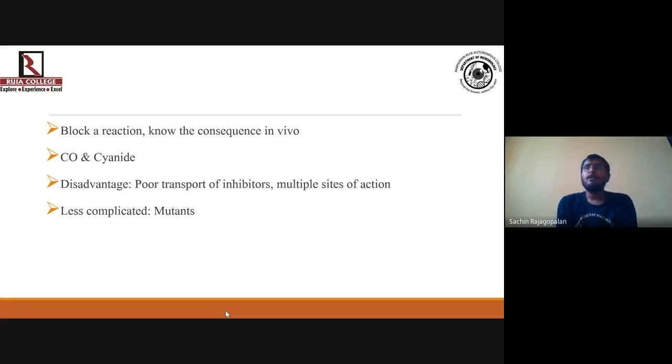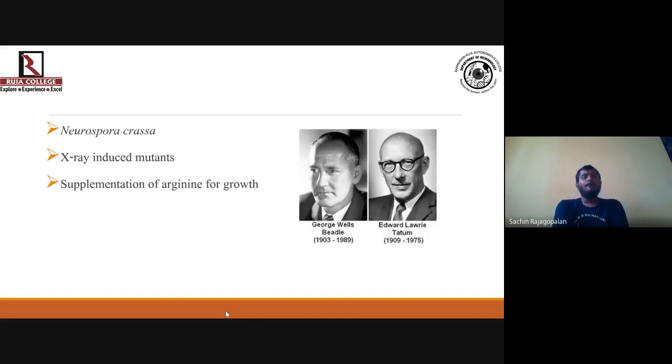Okay, mutants are comparatively less complicated, because you create the mutation in that specific enzyme, so you don't have the tension that the consequence is coming from somewhere else. So mutation becomes an easier way to handle as compared to making use of these inhibitor chemicals, right? So people have made use of this. You would have heard of Beadle and Tatum. Can someone tell me where you have heard about Beadle and Tatum?